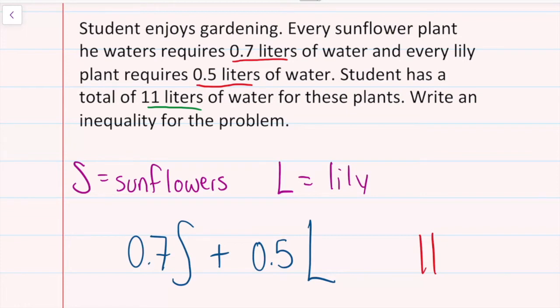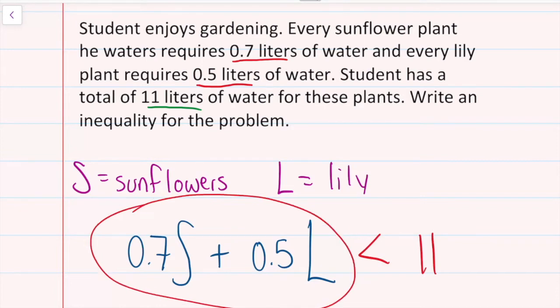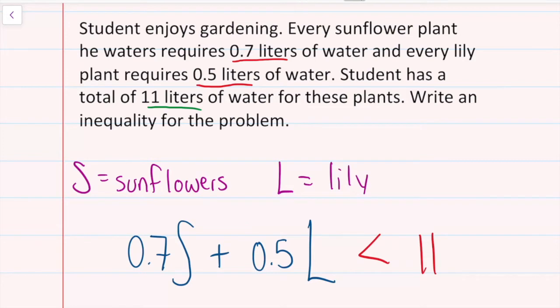So which inequality symbol will be the best one? Would it be this one, less than? The left side has to be less than the right. Wouldn't that make sense? It kind of makes sense, actually. However, what about this one too? Less than or equal? Because couldn't we waste all the water we have, all 11 liters of it? Yeah, we could. So my inequality has to be less than or equal, because we can use less than 11, or we can use exactly 11, but not more than that.